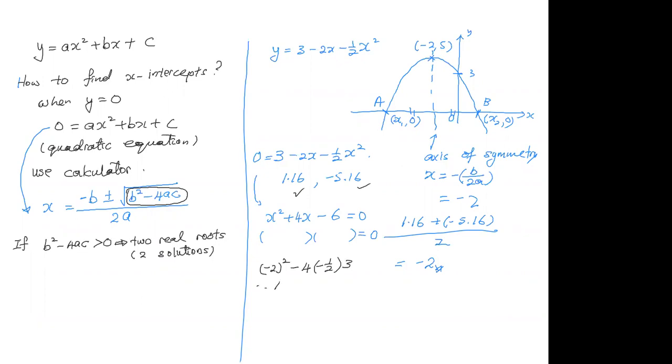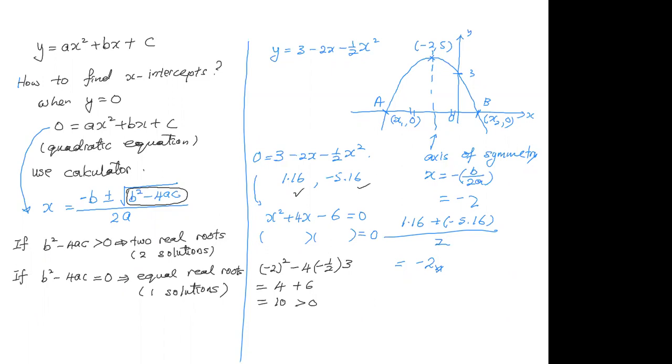So this is 4. Okay, actually you don't have to write down this. 4 plus 6, that is 10, greater than 0. So another situation, if b squared minus 4ac is equal to 0, it implies equal real roots. So that means 1 solution. That means in our case here, you will have 1 x-intercept only.